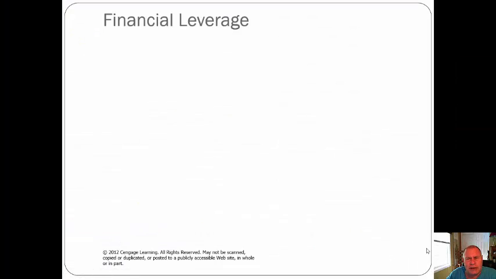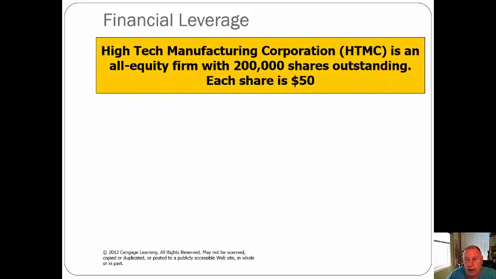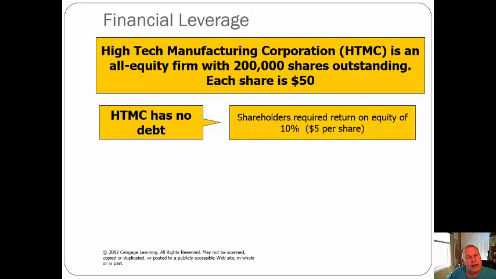Let's continue on with our second example here, and that is called high-tech manufacturing, HTMC. This is an all-equity firm right now. They have 200,000 shares of stock outstanding. Each share is worth $50. They have no debt, and the shareholders require a return on equity of 10%, or $5 per share. So that's what the shareholders are looking for. So the value of the stock is 50. They look for a 10% return, which is an earnings per share of 5.